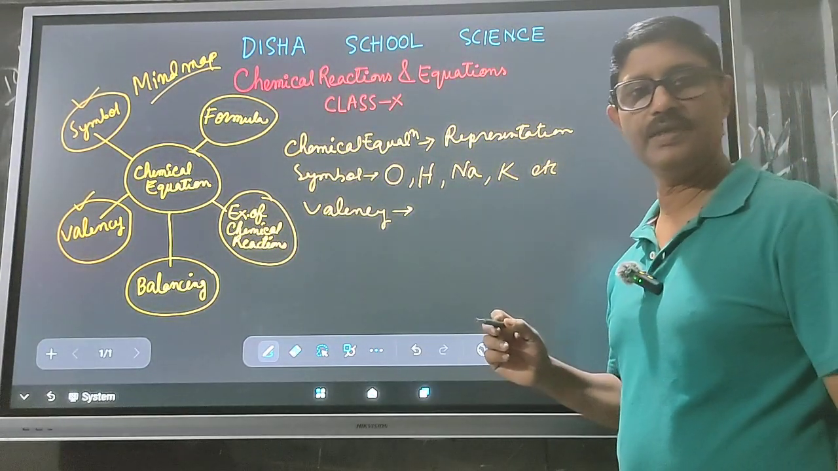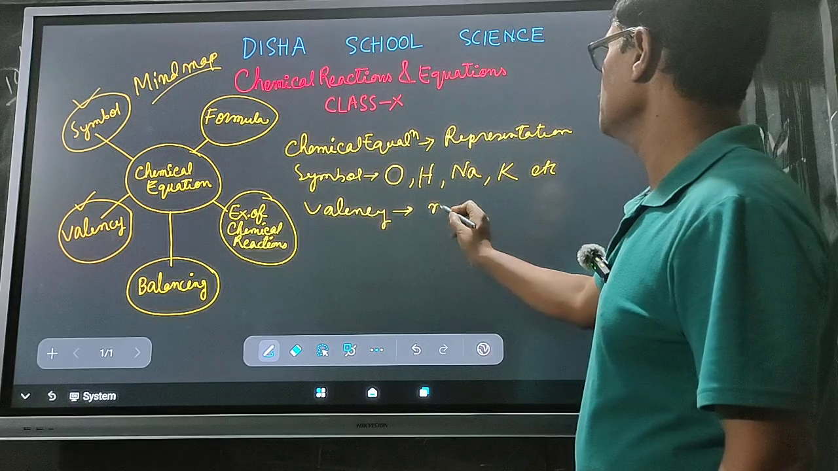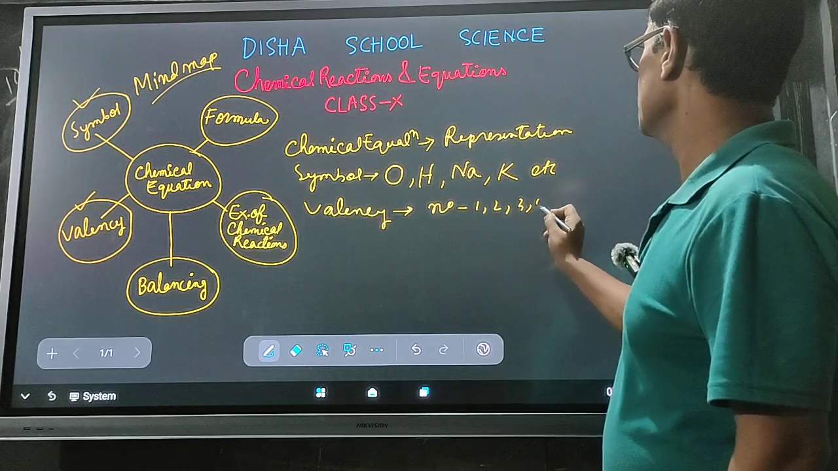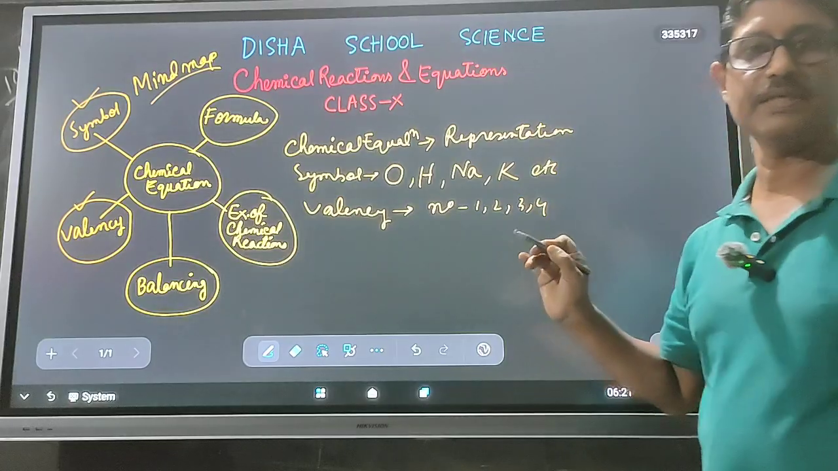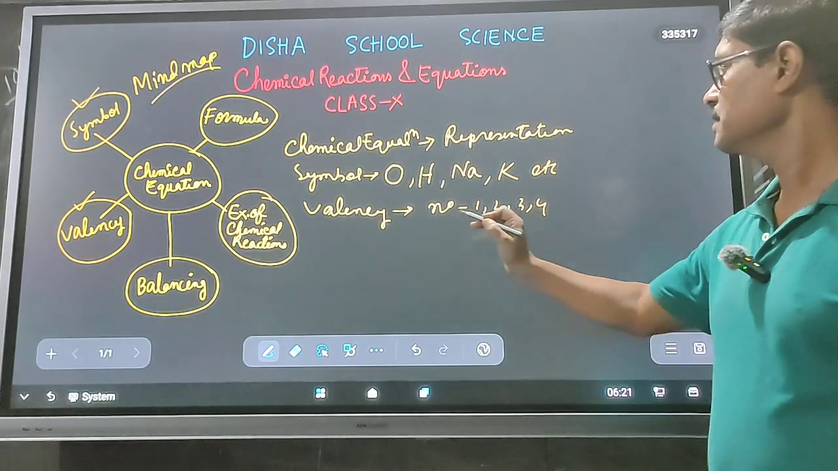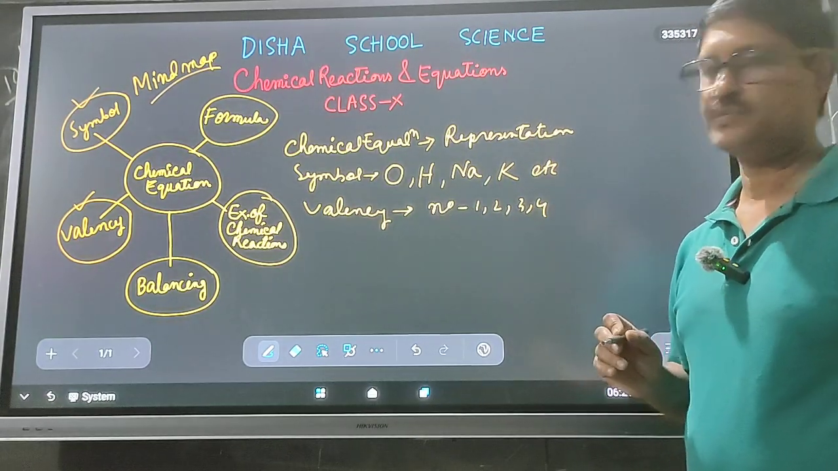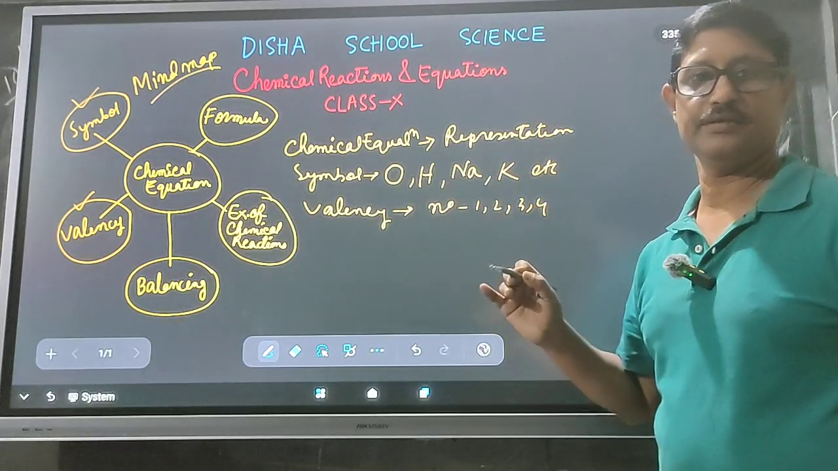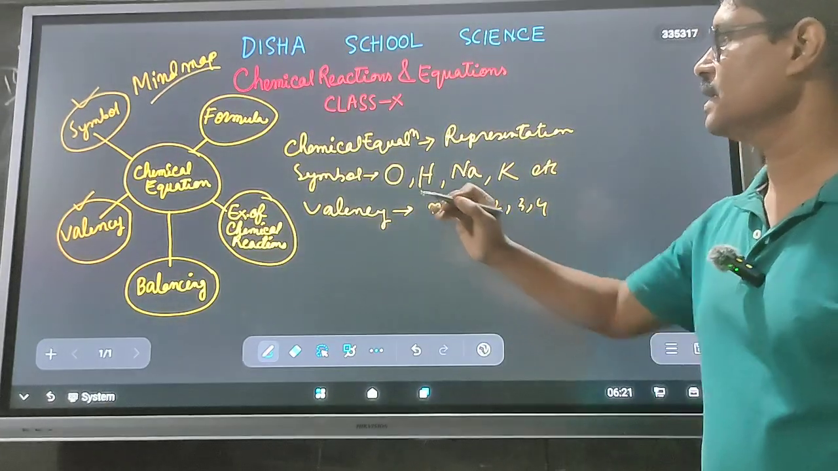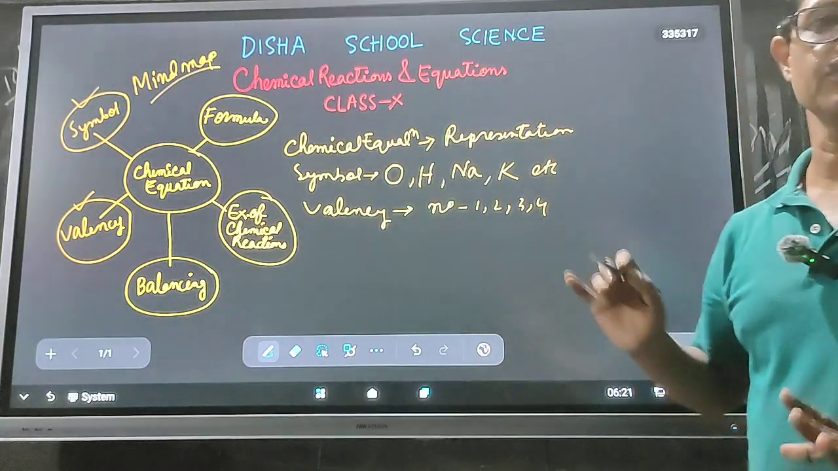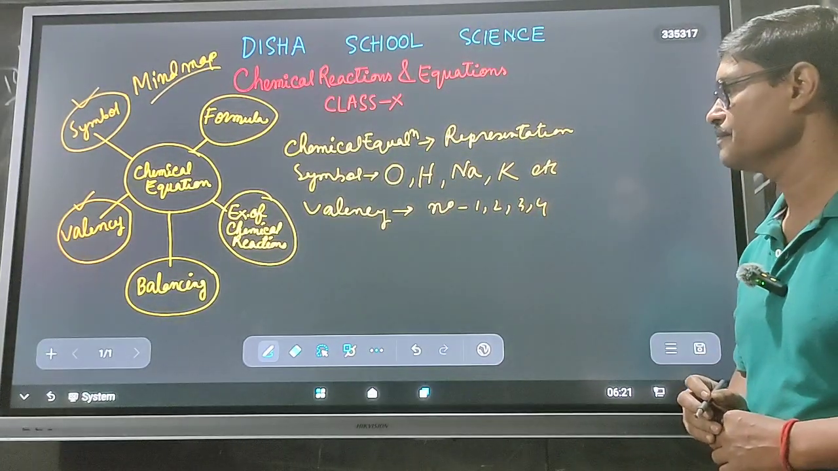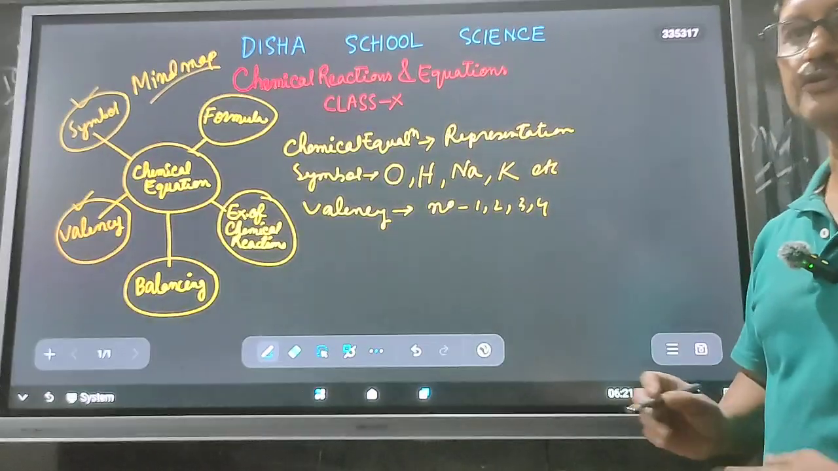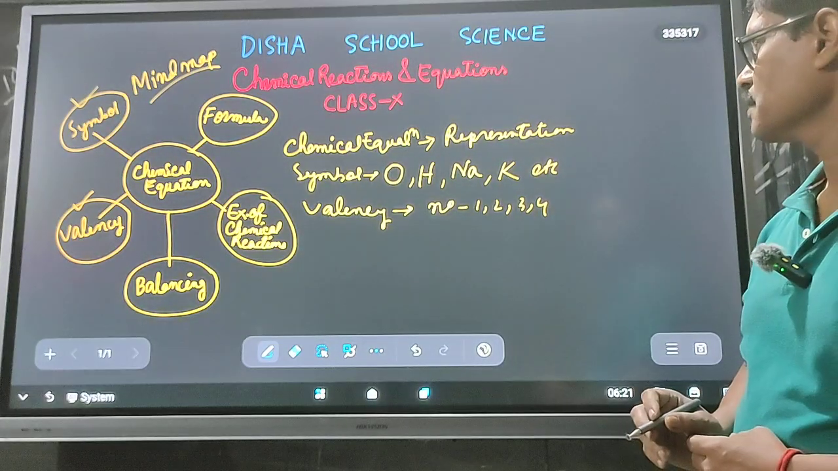Valency is simply a number. Say 1, 2, 3, 4 like this. Simply a number. There is no unit. Only valency. So you should know valency of different elements. To understand about chemical equation, first and foremost thing you should know valency. So this valency is grouped into mainly four.